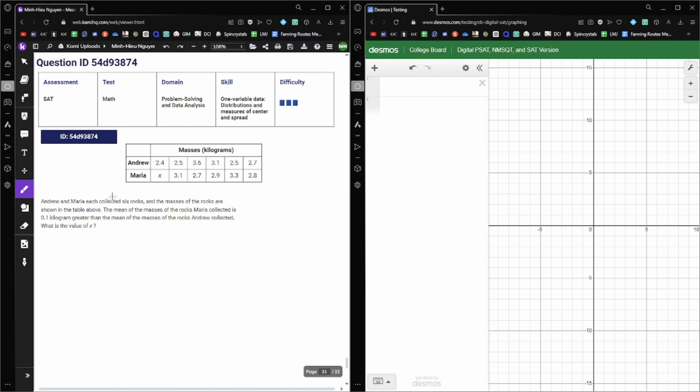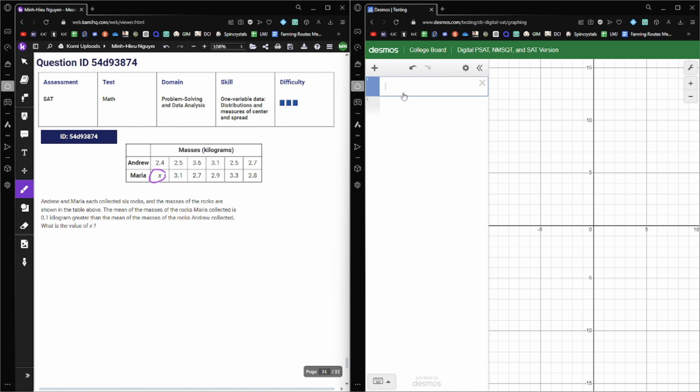Question number 31. Andrew and Maria each collected 6 rocks, and the masses of the rocks are shown in the table above. The mean of the masses of the rocks Maria collected is 0.1 kilogram greater than the mean of the masses of the rocks Andrew collected. What is the value of x? So here, we're gonna find the mean of Andrew's rocks, and then we know that the mean of Maria's is gonna be 0.1 greater. And then after that, we're gonna have to find the value of this missing number.